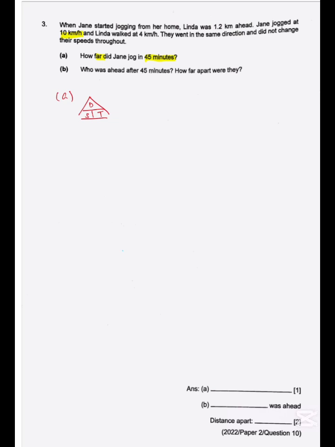So, distance Jane jogged equals 10 kilometers per hour times. The 45 minutes I must convert into hours. So how do I do that? I divide by 60, this will give me the time in hours. So 10 kilometers per hour times 45 over 60 hours, I'll get 7.5 kilometers. So Jane jogged 7.5 kilometers in 45 minutes.